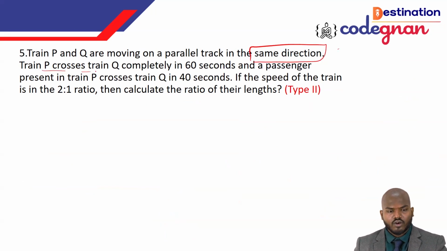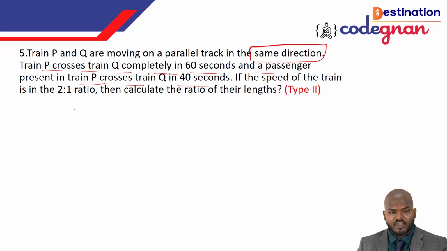Train P crosses train Q completely in 60 seconds, and a passenger in train P crosses train Q in 40 seconds. If the speed of the trains is in a 2:1 ratio, then calculate the length. I told you multiple times, this relative speed concept only works with the speed, not with the distance or the length. But anyhow, you're going to apply it. Let's see how we can apply this one. There are two trains.